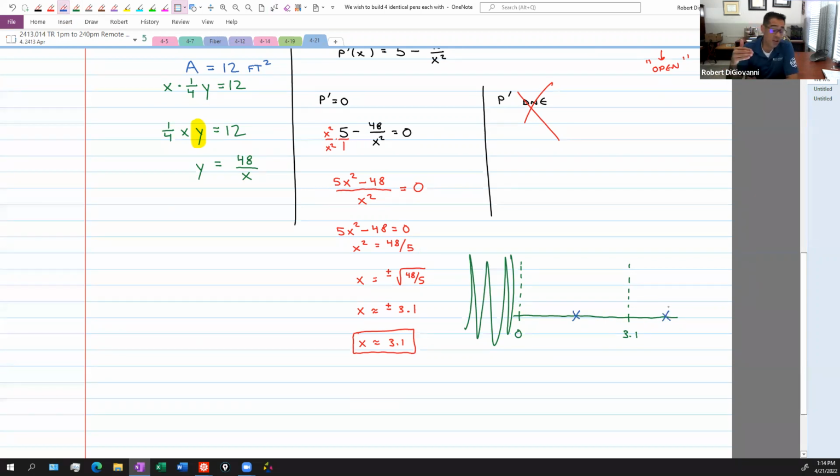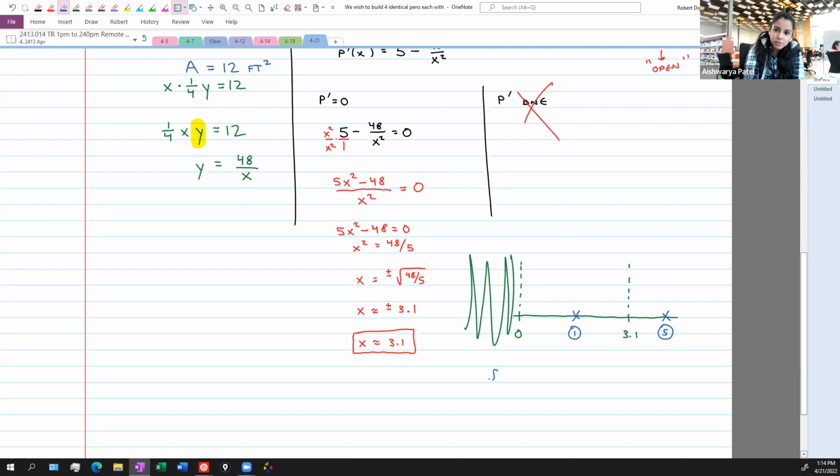Because we only have one critical number, it's looking very promising that the function is probably going to go down and up. But we have to verify it. We actually have to prove it. So we have to go plug a number in here, like 1. Let me go with 5 here. And where do these numbers go? Drum roll. To the derivative.